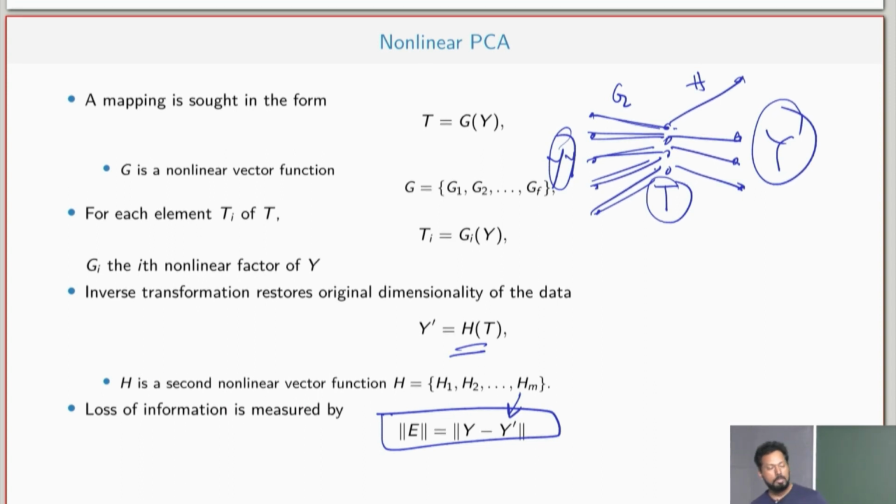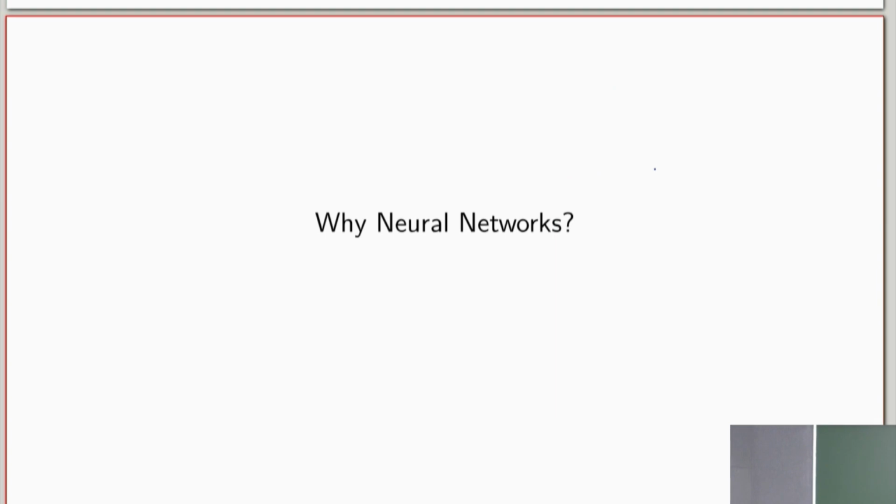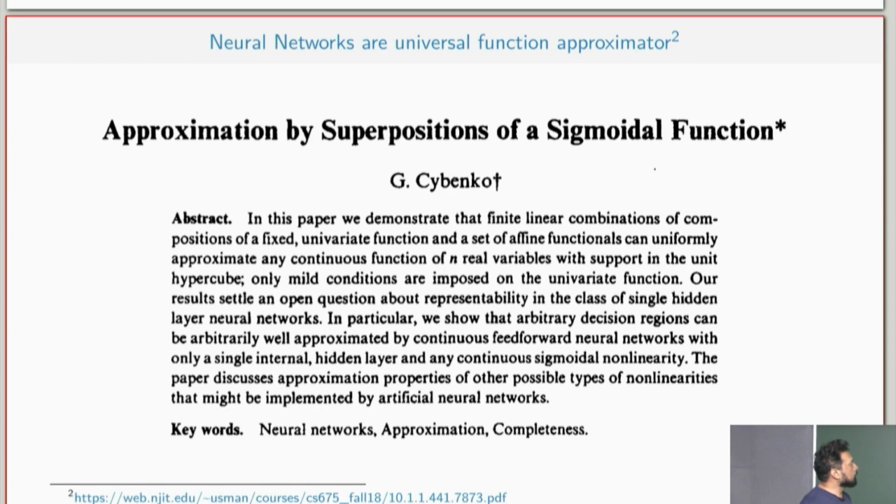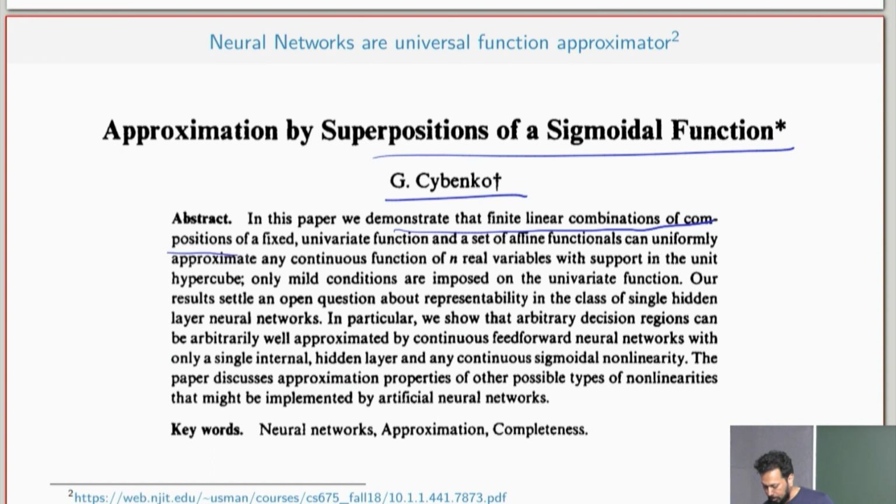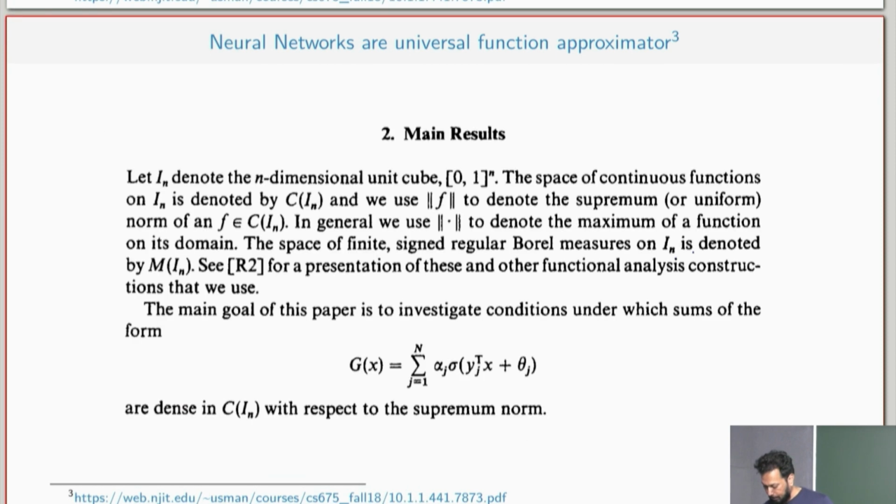We all know these are neural networks. Okay. It is proved. I will give you a reference. Why neural networks? Although I have already taught neural networks, because of this result, approximation by superposition of a sigmoidal function. In this paper we demonstrate that a finite linear combination of compositions of fixed univariate functions and a set of affine functions can uniformly approximate any continuous real valued function. That's why we are using neural networks. Okay, I just thought it's good to say these things.